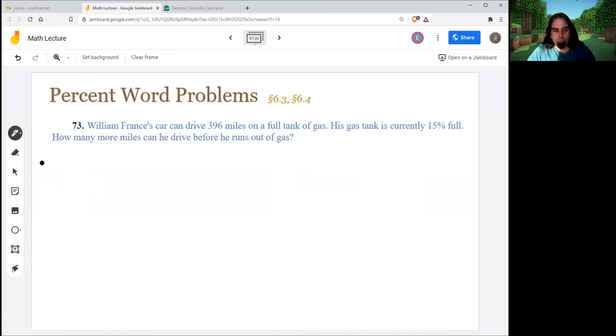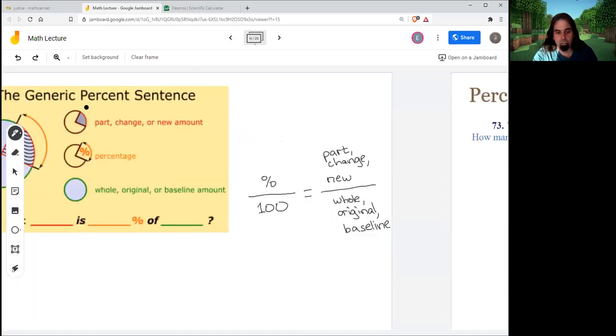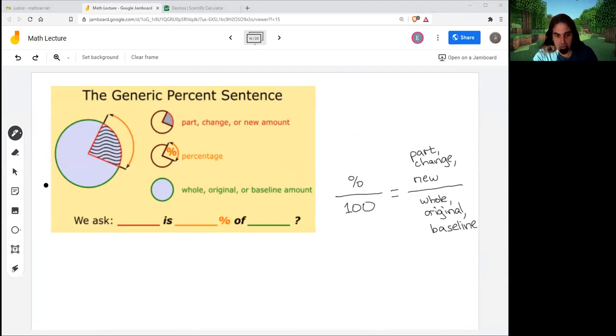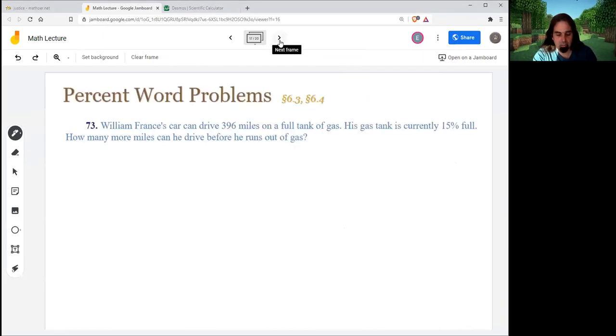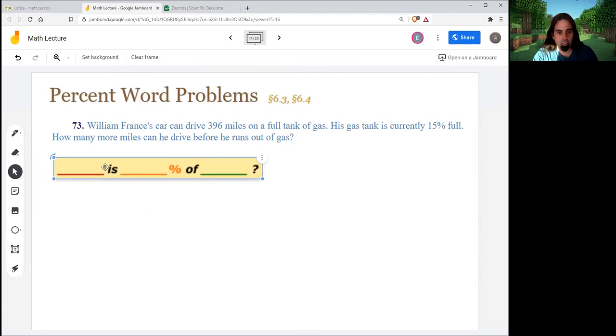So if I give you a real paragraph: somebody's car can drive 396 miles on a full tank of gas, but he only has 15% of a tank. How many more miles can he drive before he runs out of gas? So I want to change this into a percent sentence. Something is something percent. Actually, let me just copy and paste it from the previous slide. There we go. That's more efficient.